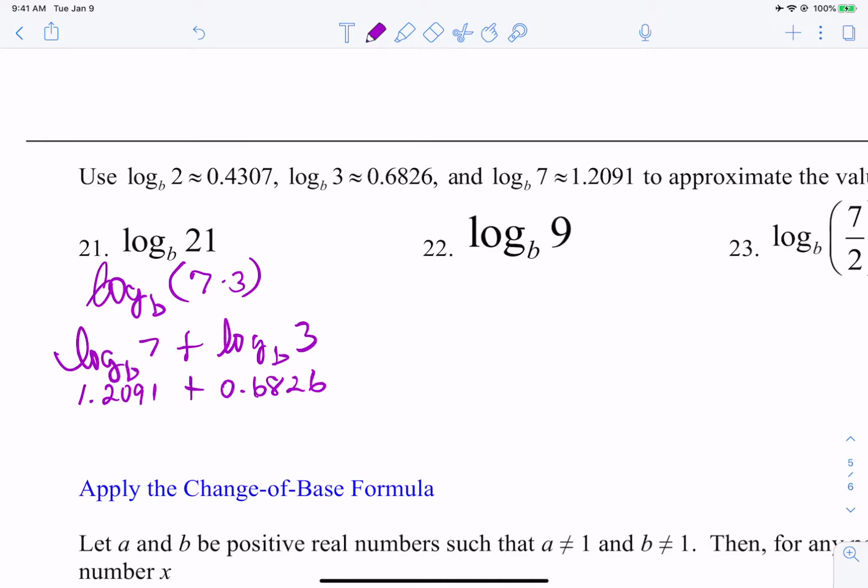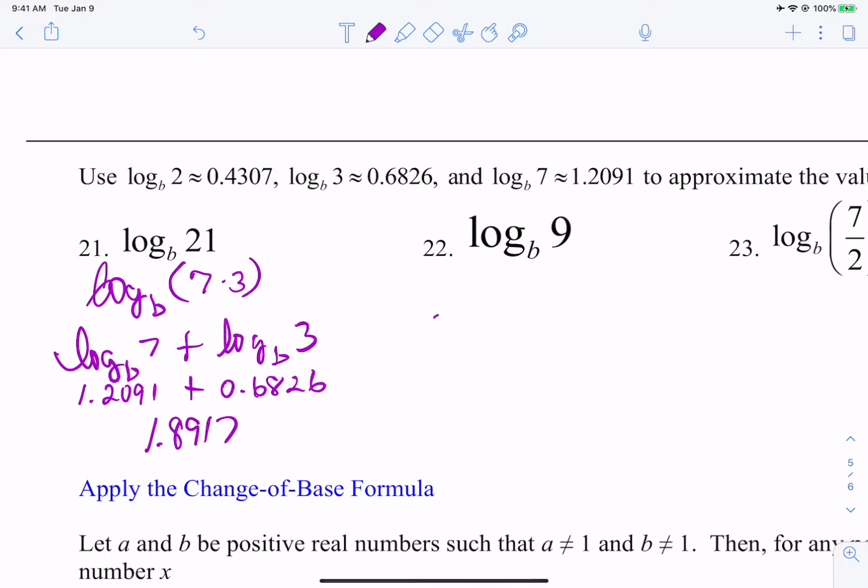1.2091 plus 0.6826 is 1.8917. Okay, that's just for practicing a numerical application of some of those rules. Let's take a look at 22.